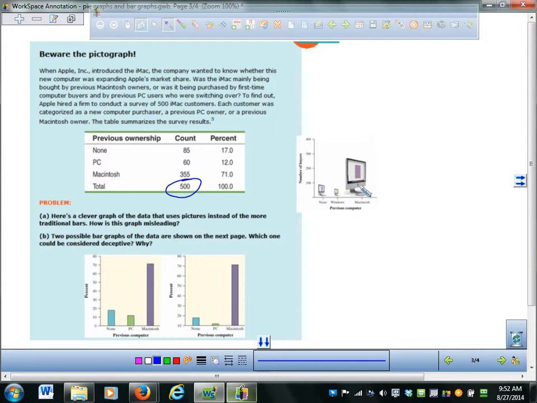And then they talk about misleading graphs. So this graph that they have in the book is actually wrong, because this should go all the way up.